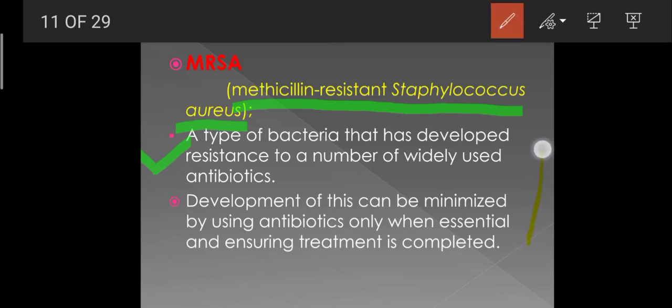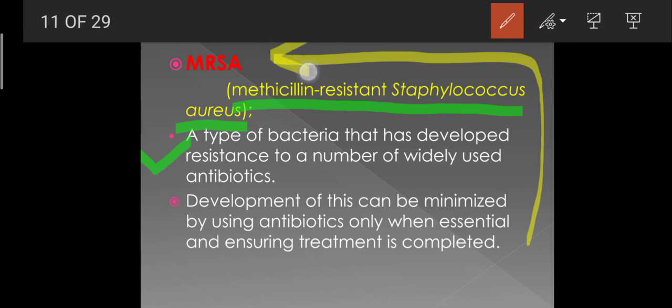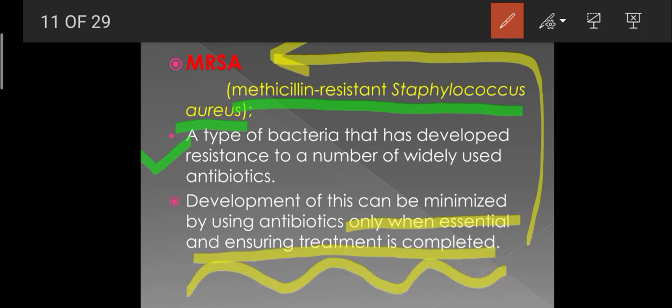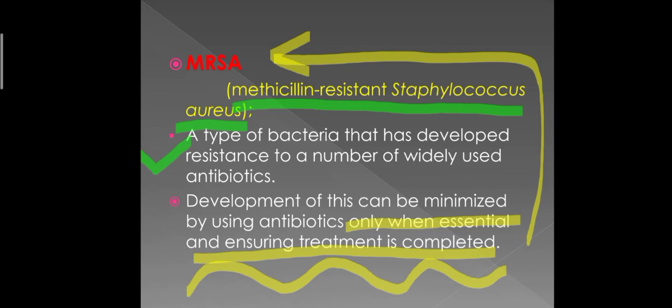So, we can minimize the development of MRSA by using antibiotics only when their use is essential and by ensuring that the treatment is completed. In this way, we can minimize the development of MRSA. MRSA is methicillin-resistant Staphylococcus aureus, a type of bacteria that has developed resistance to a number of antibiotics.